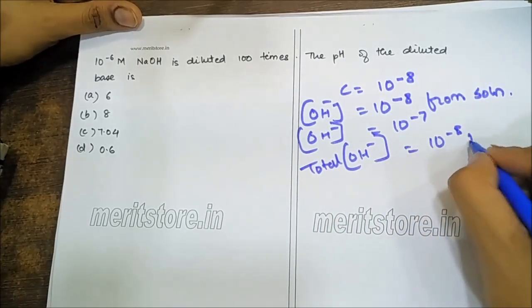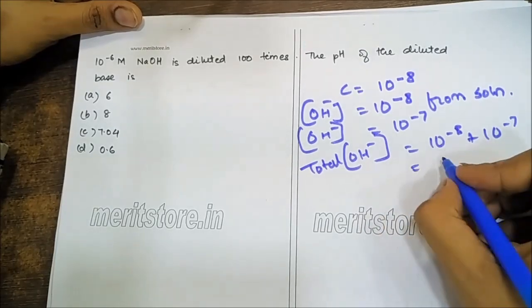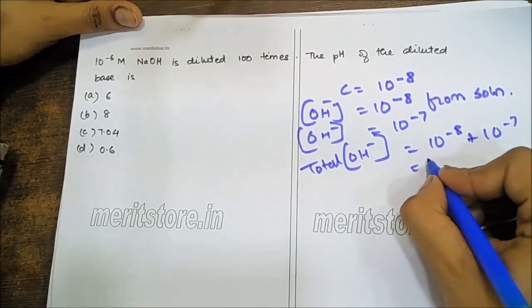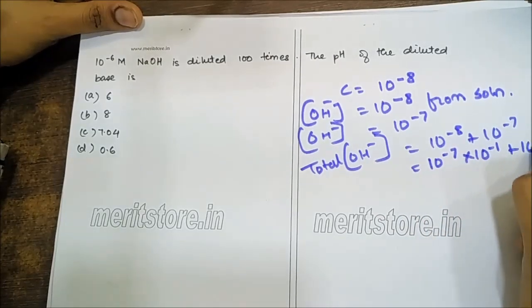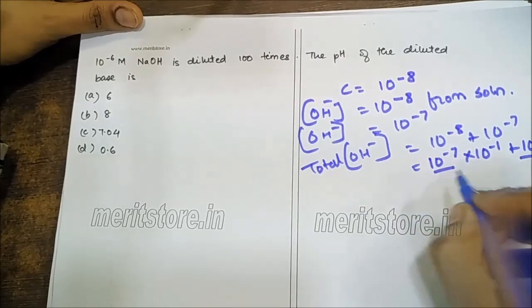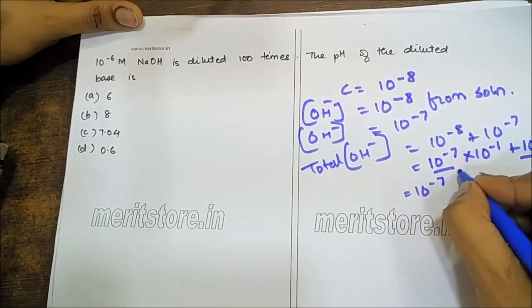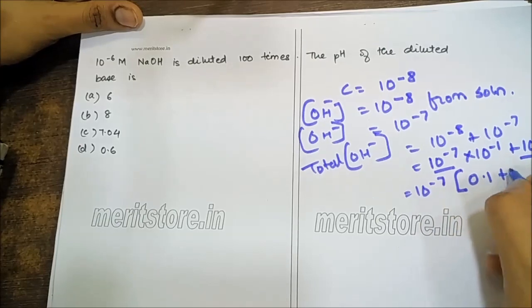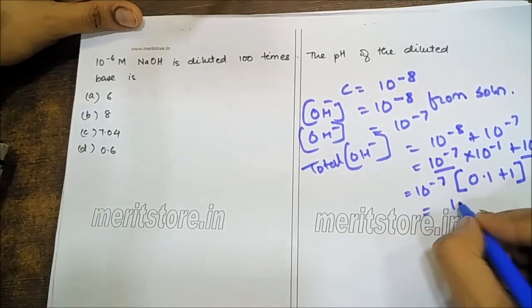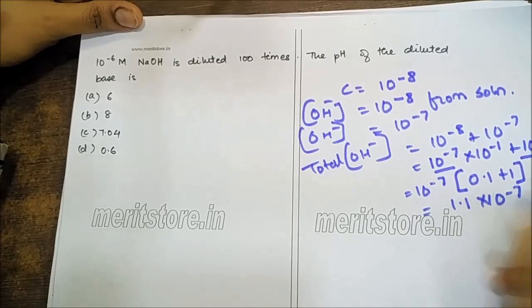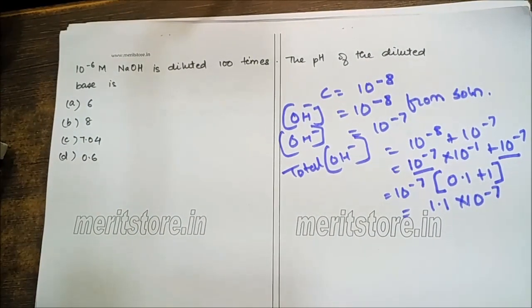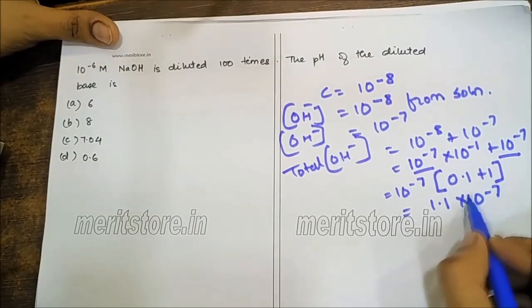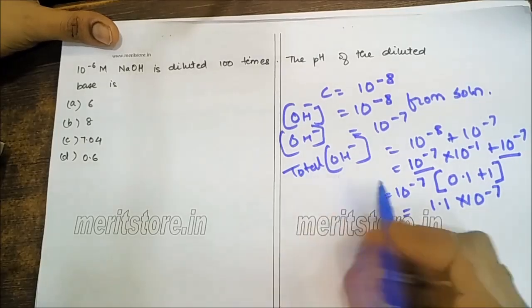10 raised to minus 8 plus 10 raised to minus 7. I'm just re-expressing this. So this is 10 raised to minus 7 into 10 raised to minus 1 plus 10 raised to minus 7. Now I can take 10 raised to minus 7 common. When I take 10 raised to minus 7 common, I get 0.1 plus 1 inside the bracket. So that is 1.1 into 10 raised to minus 7. Now you need to be quick. See, we are not asked the final value. We just have to get the exact pH. Okay. So see, it is 1.1 into 10 raised to minus 7. This is the concentration of OH.